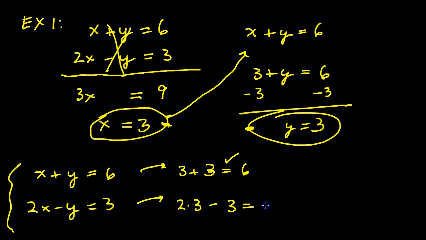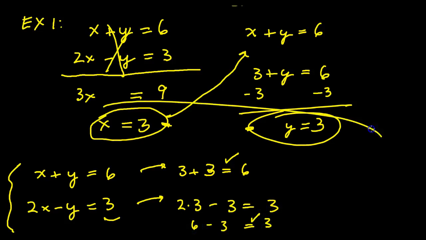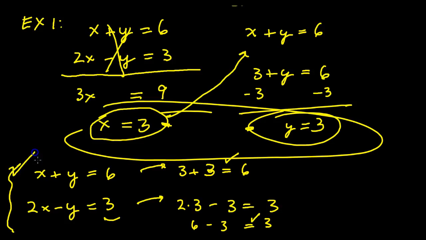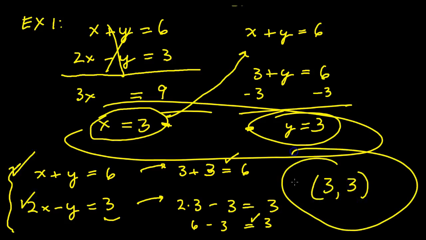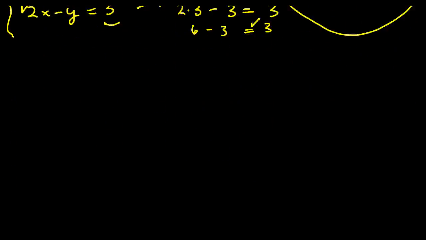It shouldn't be a 6 there. It should be a 3, right? 2x minus y equals 3. Is this a true statement? 2 times 3 is 6, and 6 minus 3 is indeed 3. So we see this pair of values does indeed solve both equations simultaneously. Final answer, in ordered pair format, x is 3 when y is 3. All right, let's try another one.